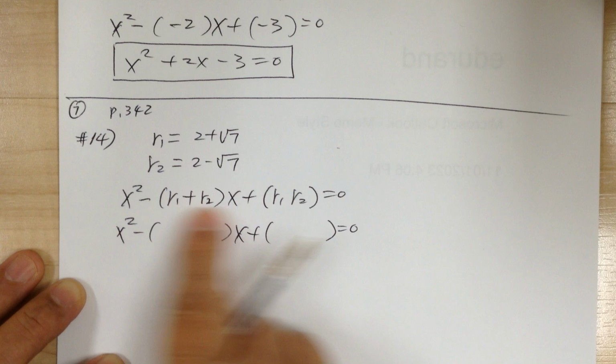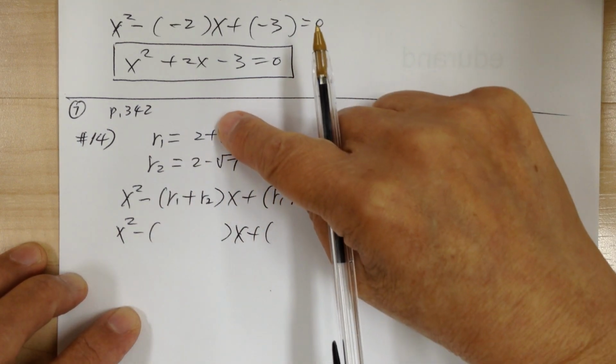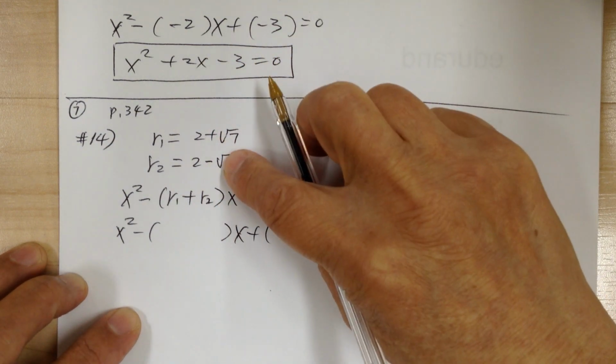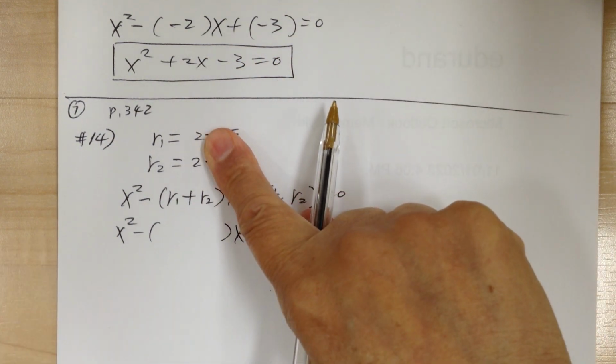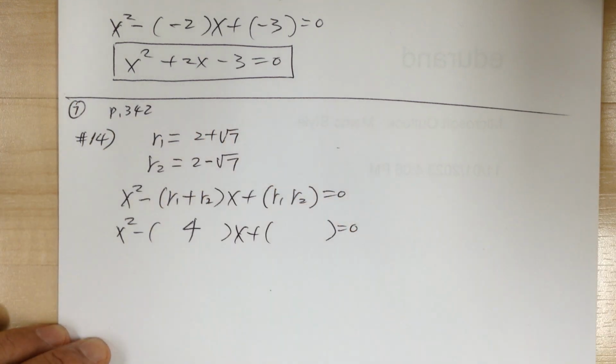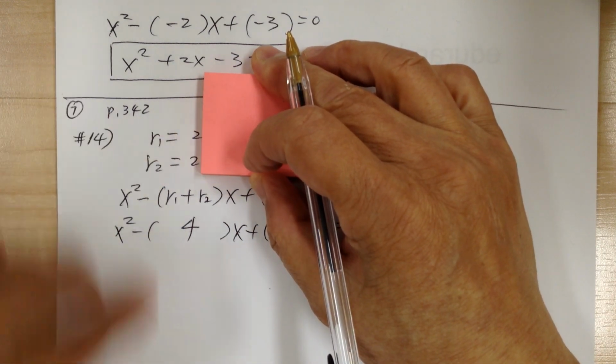Okay, so you write down the equation, and you can substitute, right? First you have to add. When you add this, notice plus or minus will cancel out. So plus square root of 7 minus square root of 7 will cancel out. All you have to do is 2 plus 2, which gives you 4. Again, plus or minus will cancel out, so all you have to worry about is that.